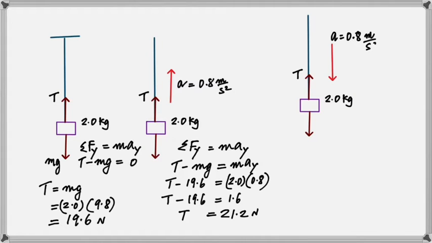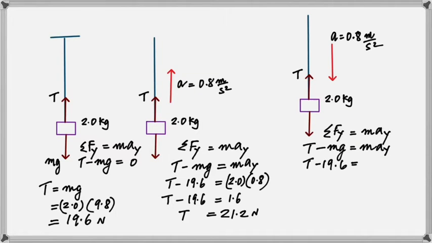So now you see that net force along the y, same thing. Once again, it's T minus mg because T is up, mg is down. But this time, since the acceleration is down, on the right side, you got to be careful. You got to put that as negative 0.8 because it's moving down. That's the difference, and that's a big difference. As a result, on the right side, you get negative 1.6.